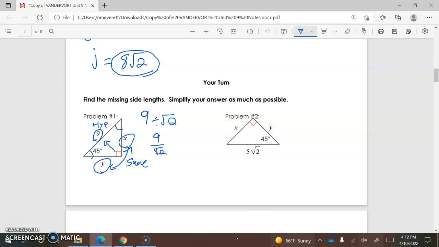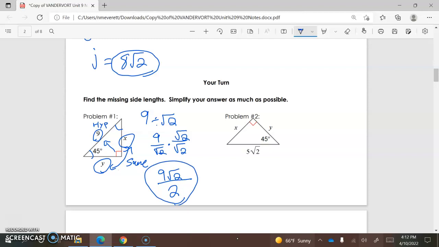Remember, I can't have a square root of 2 on the bottom of my fraction. So I'm going to multiply on top and bottom by square root of 2. 9 square root of 2, well, that just becomes 9. Write it like that. And square root of 2 times square root of 2 just becomes 2. I'll just write it like that.